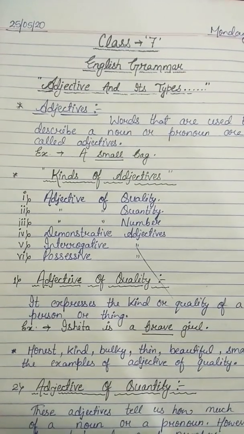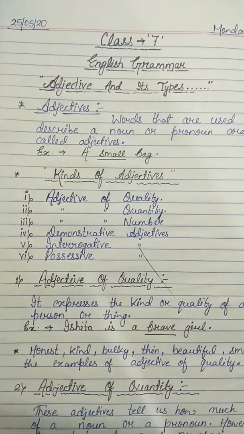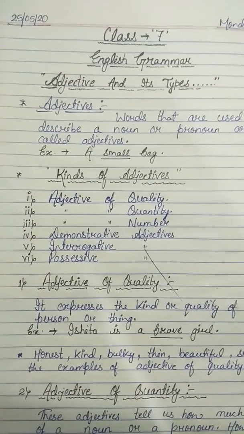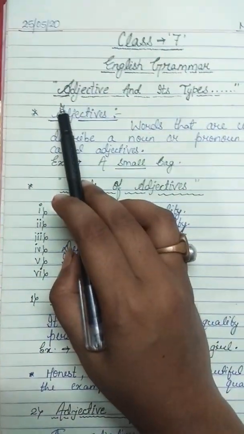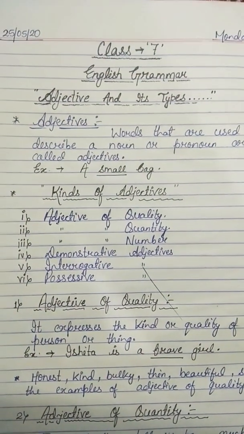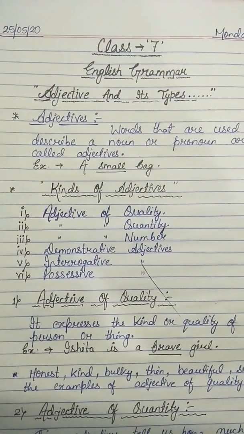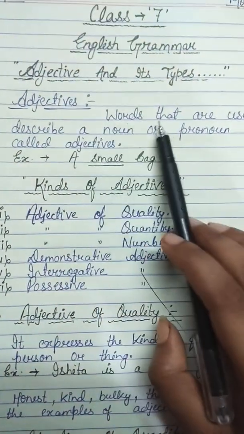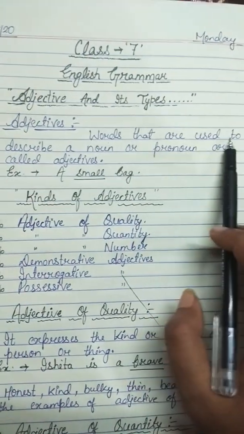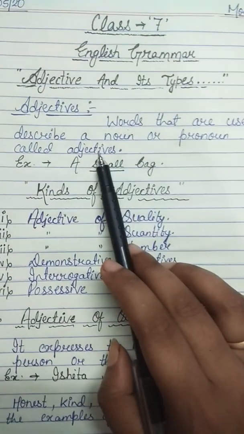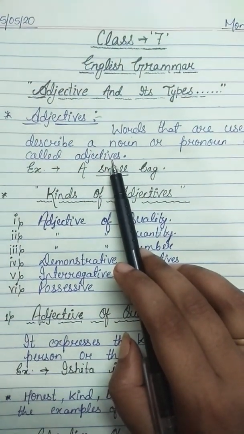And today we are going to learn about adjectives and their types. Before moving on to adjectives, I always emphasize that you should know the actual meaning of the word. We are going to understand in depth what the word really means. So adjective: words that are used to describe a noun or pronoun are called adjectives.